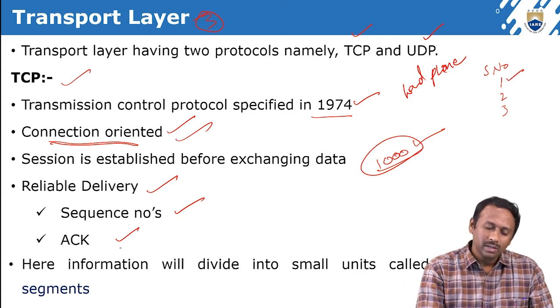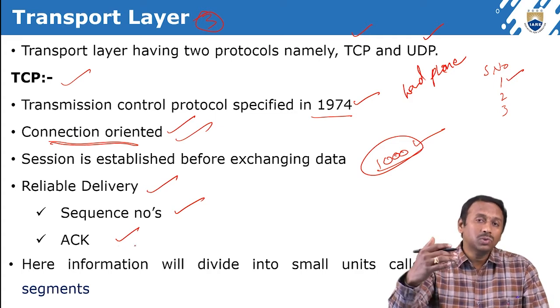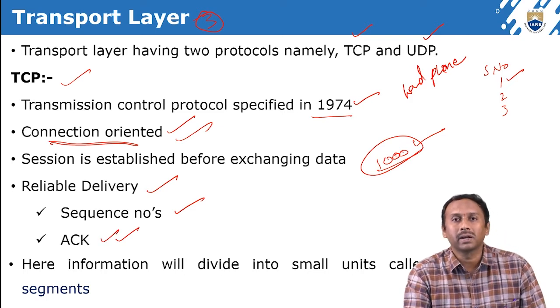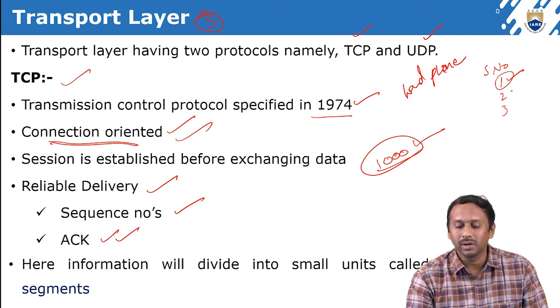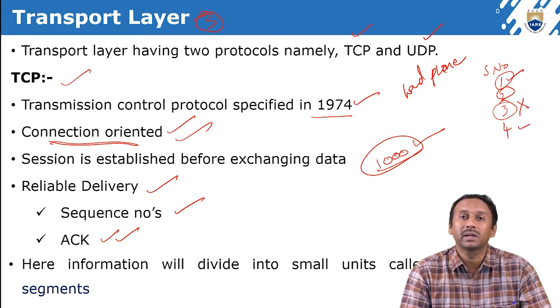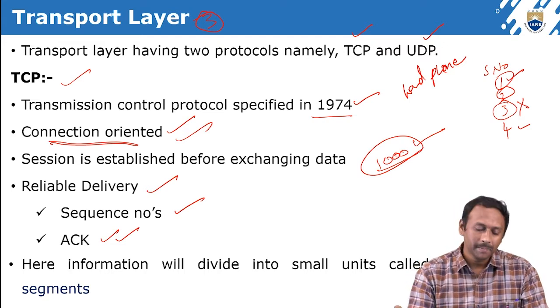After the receiver receives those packets, it sends an acknowledgement for each and every packet. Now I received packet 1, I received packet 2. If packet 3 is not received and packet 4 is received, it sends an acknowledgement that it received packet 4, so packet 3 is not received. It's easy to identify exactly which packet is not received, right?